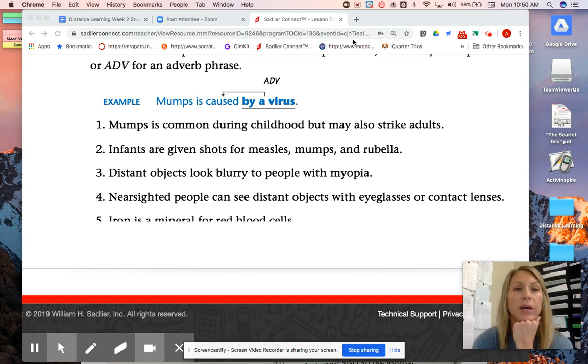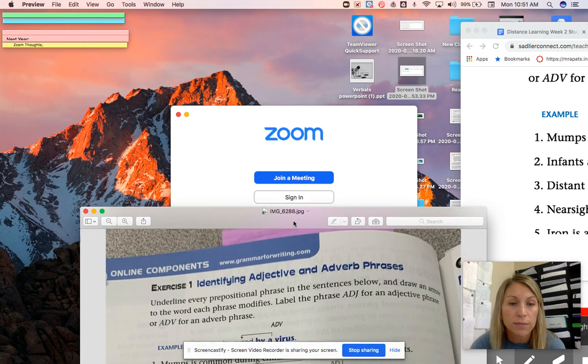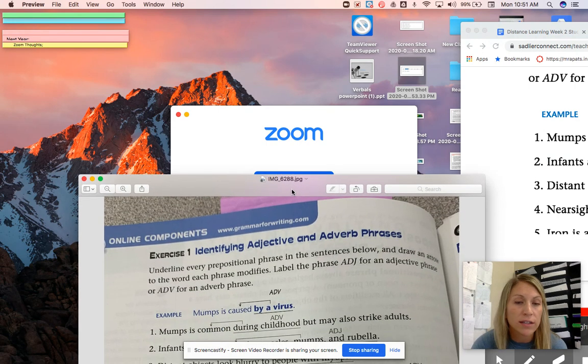So here we go. Now, if you put yours in parentheses, that's what I would have probably said if we were in class. So that's totally fine as well. All right, looking at number 1, it says mumps is common during childhood, but may also strike adults. So we know that the prepositional phrase is during childhood because during is a preposition and childhood is our object. So think about it. During childhood is modifying common. That's when it's common. Since common is an adjective, then during childhood is acting as an adverb. So during childhood, common, adverb. Okay, everybody look at number 2. Put a mark beside number 1 if you don't understand it so you can come back and ask me.